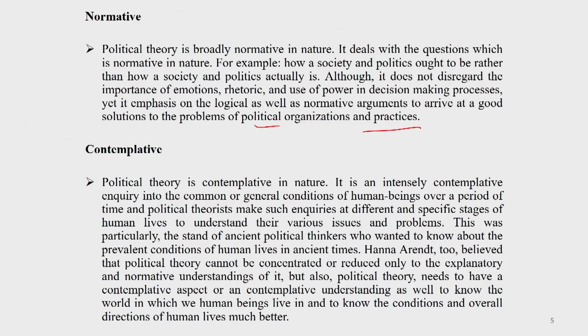Now, the third kind of political theory can be understood as a kind of contemplative exercise, where it is contemplative in the sense of reflective and speculative in nature, and that contemplation and reflection gives us deeper meaning to any social reality, which is not naturally available to a participant or even to the observer of politics.